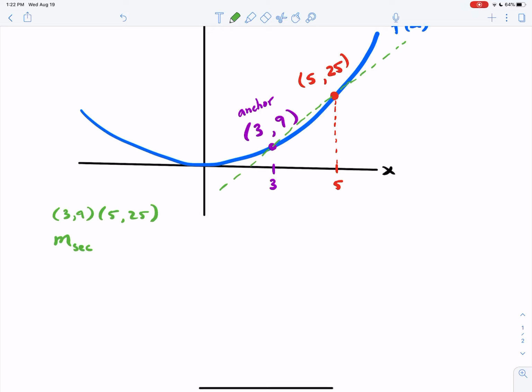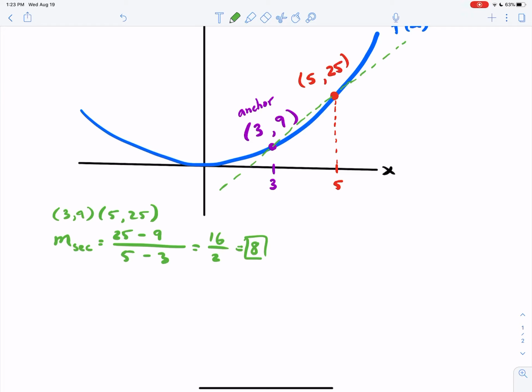Okay, so here we go. To find slope, that's just y sub 2 minus y sub 1 over x sub 2 minus x sub 1. Again, replay if you have to. So this comes out to 16 over 2, which comes out to 8. So the slope of that secant line right there is 8.